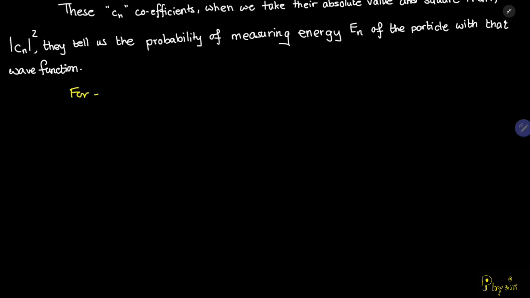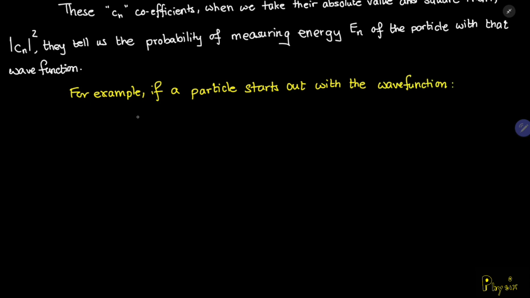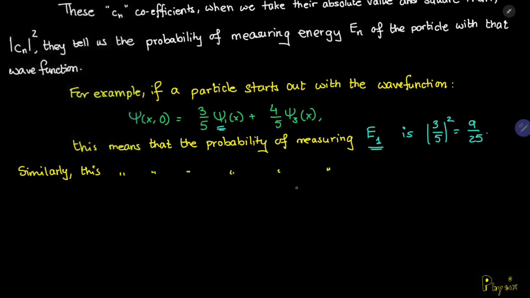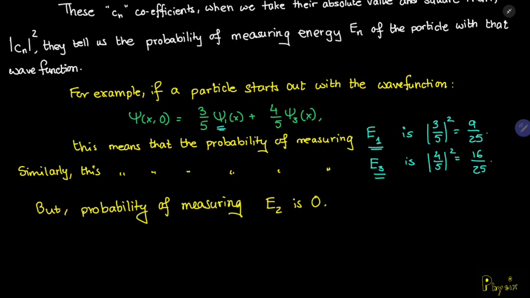For example, if we have a particle that starts out with the following wave function, then this means that the probability of measuring E sub 1 is 3 all over 5, the absolute value of which squared is 9 over 25. Similarly, this also means that the probability of measuring E sub 3 is 4 all over 5, the absolute value taken squared, which is 16 all over 25. But the probability of measuring E2 is basically 0 because our wave function doesn't have a psi sub 2.